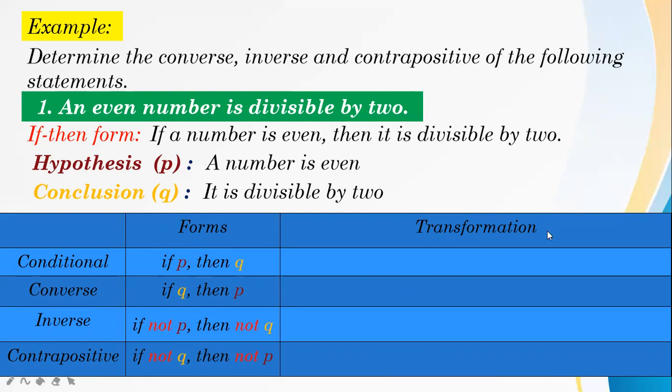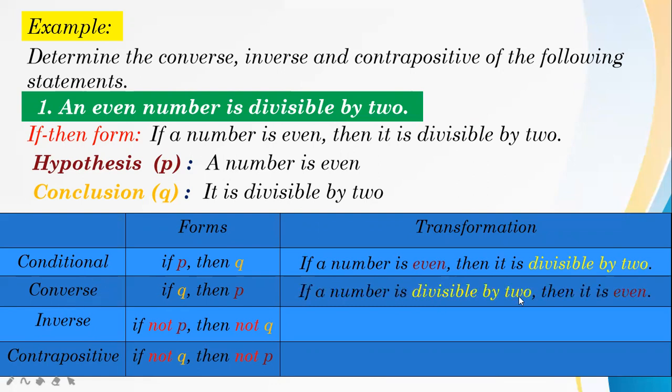So we have transformation, conditional statement. This will be our conditional statement: if a number is even, then it is divisible by 2. Now in converse, if a number is divisible by 2, then it is even, interchanging or swapping the hypothesis and the conclusion of the original conditional statement. So if a number is divisible by 2, then it is even.